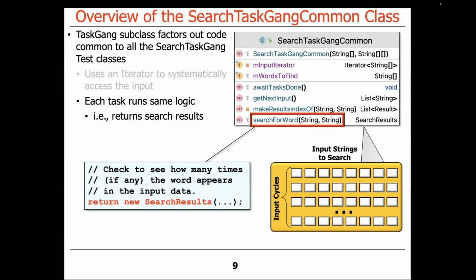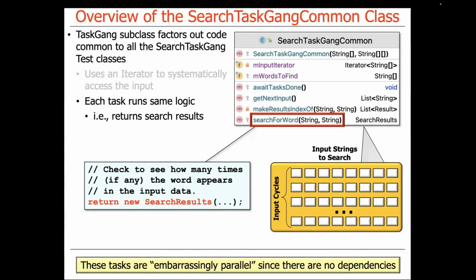Each task that SearchTaskGangCommon defines runs exactly the same logic. It returns the search results. So it's going to check to see how many times the word appears in the input data, if at all. And we'll take a closer look at that when we get a little further along. So that's the search results method. It's going to make a new search result object, and it's going to go and find out how many times the word appears in the input data. These tasks are embarrassingly parallel since there are no dependencies. All the lookups can take place independently of each other, which is great. It makes it really scalable.